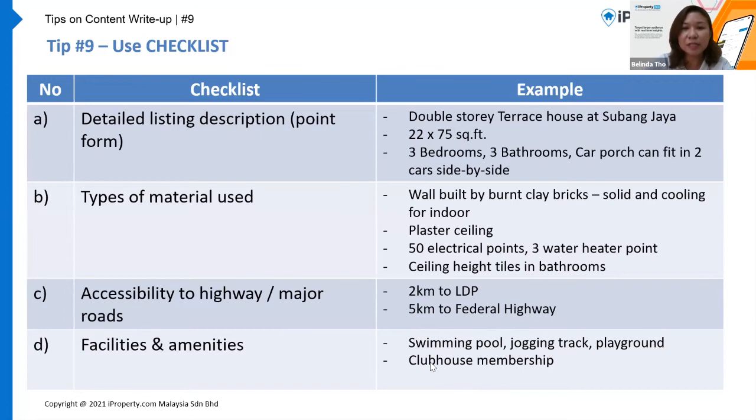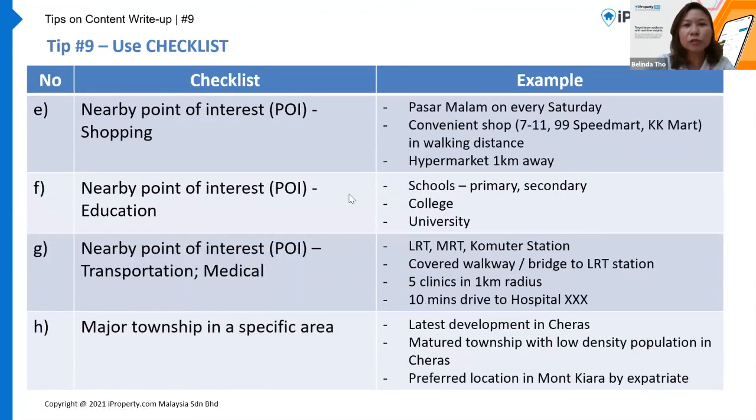Facilities and amenities, this one is common. You can also put it down in your description. And next, you may also want to put down points of interest. Maybe one paragraph talking about shopping, whether there is a Pasar Malam, convenience shop, hypermarket, shopping center, or whatnot. You can put all this relevant shopping information as one paragraph or one segment.